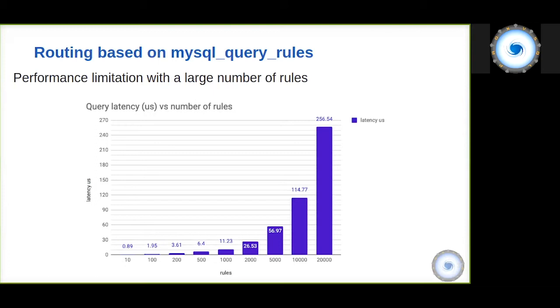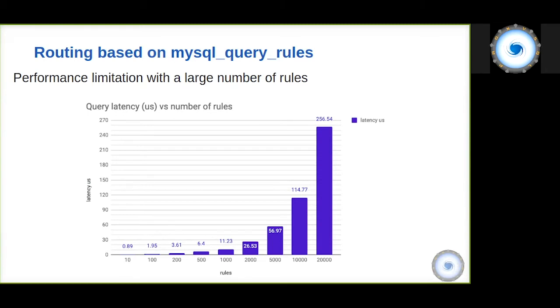And of course, if you have only a few shards, that's fine. ProxySQL handles it very well. But if you have 100, still everything is okay. But if you have thousands or tens of thousands of rules, then performance starts degrading quite quickly.